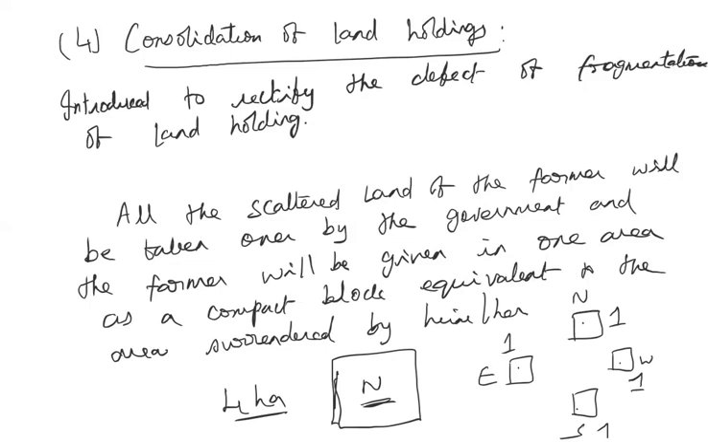But this one also was not implemented properly, because only in the states of Punjab, Haryana, and Maharashtra was this consolidation completed. In other states, it was not very successful, because the farmers were hesitant to surrender the land to the government. According to them, maybe the piece of land they were having on the southern side, or on the eastern side of the village, was more fertile. Once they surrender the land to the government, if the government redistributes the land in one particular area, that land might not be as fertile as what they were having.